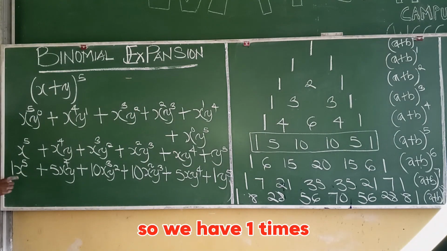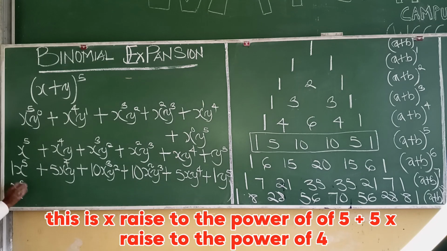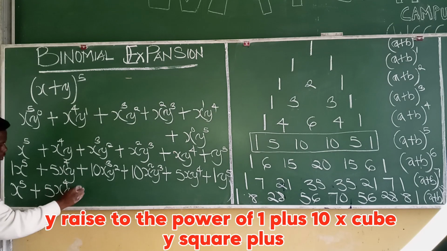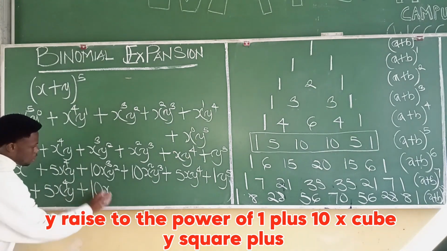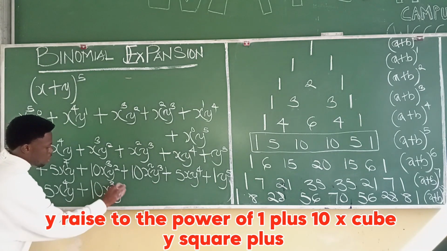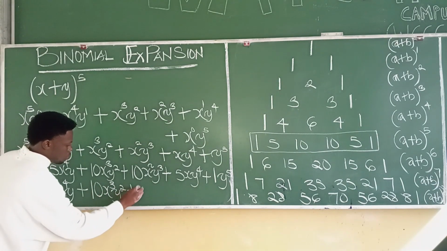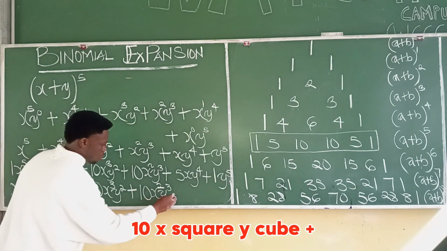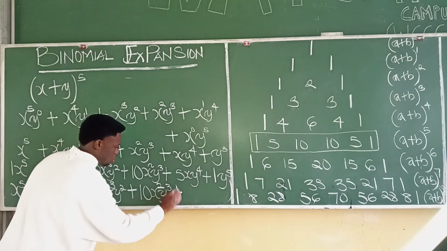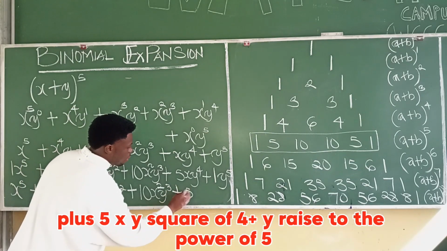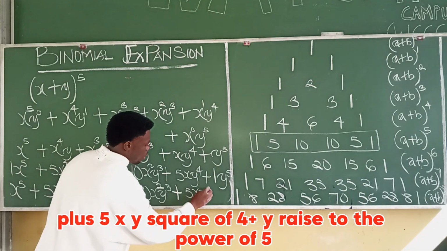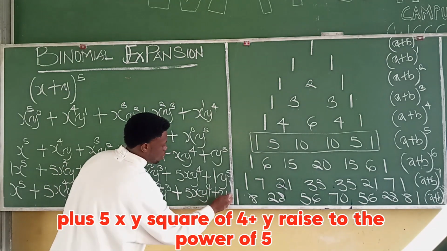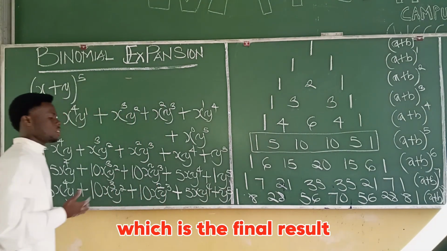So we have 1 times this, x raised to the power of 5, plus 5x raised to the power of 4, y raised to the power of 1, plus 10x cubed, y squared, plus 10x squared, y cubed, plus 5x y raised to the power of 4 plus y raised to the power of 5, which is the final result.